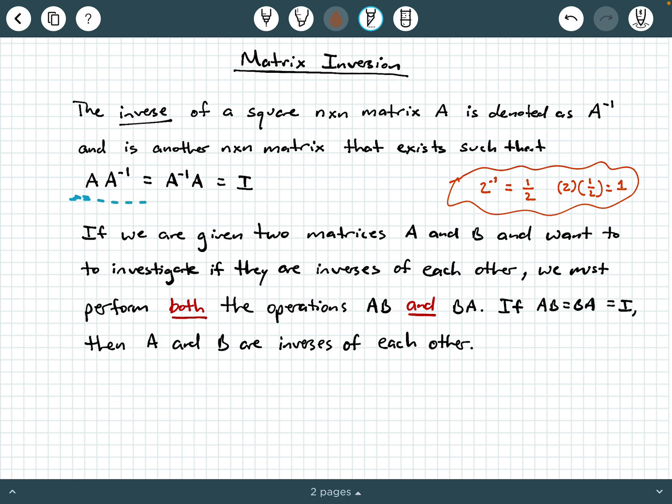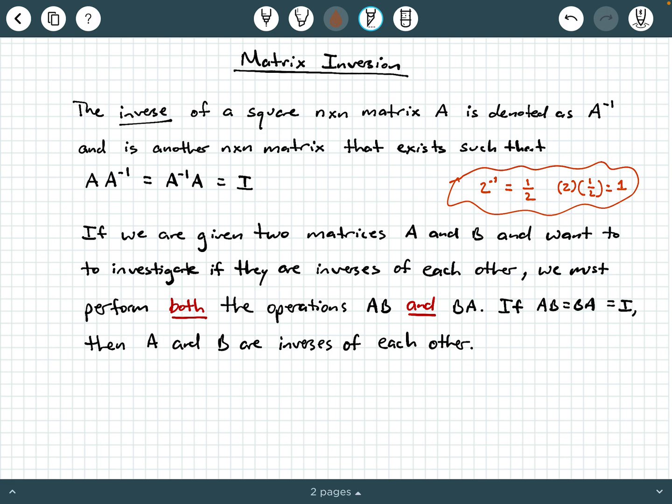Now let's talk about what's happening over here. If you watched my previous videos on matrix multiplication, we know that in general, matrix multiplication is not commutative, which means that if you have two matrices, A and B, and you say A times B, that will not be the same thing as B times A. But when we're dealing with two matrices that are inverses of each other, we have a special case where matrix multiplication is commutative. So that brings us to our next sentence here.